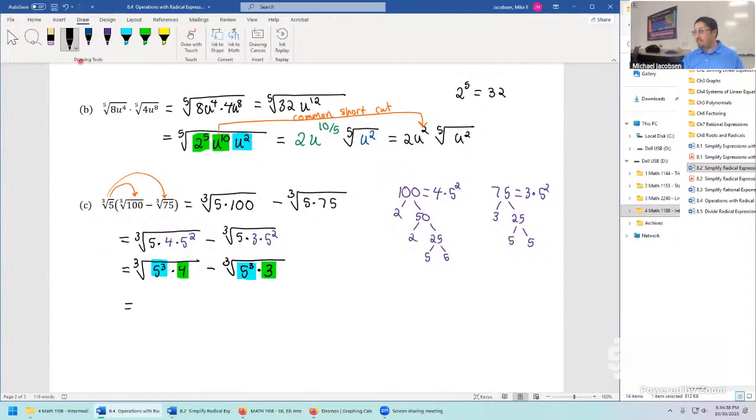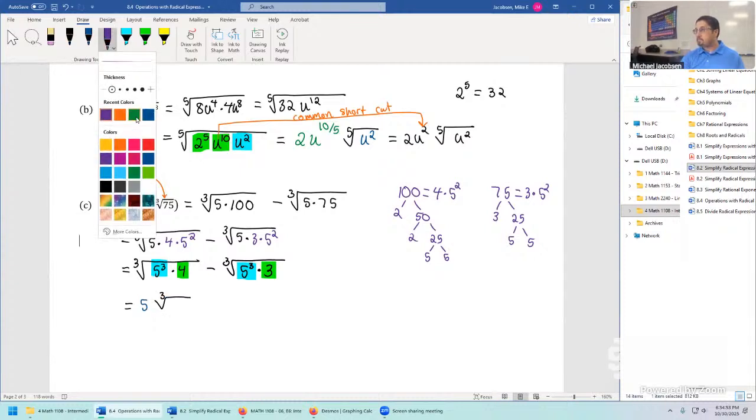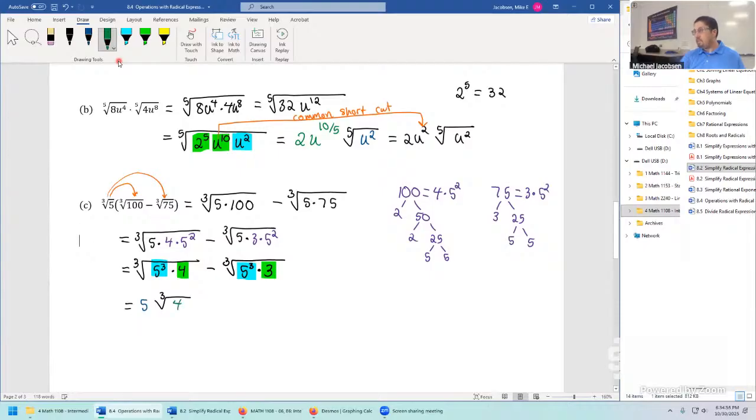This means we're just about there. Cube root of 5 power 3 is just a 5. That's the cube root of 125 if we were to multiply that out. Leaves behind the cube root of 4. Then one more time, we get a 5 again, just like before, times the cube root of 3.